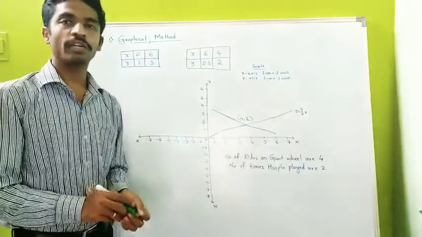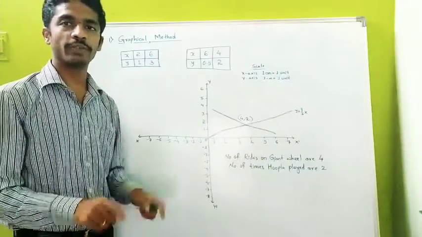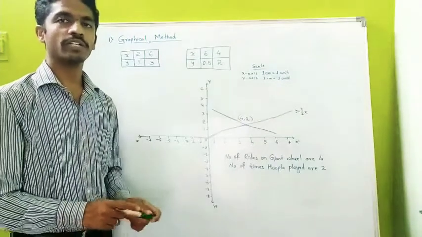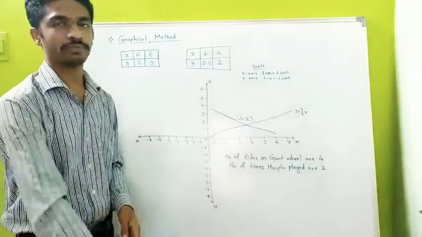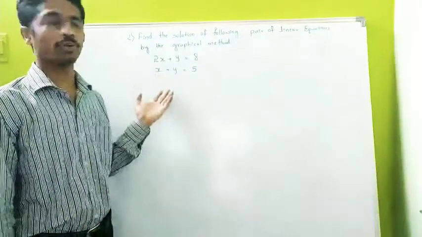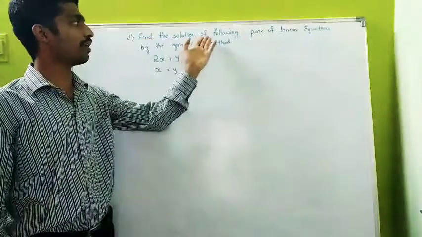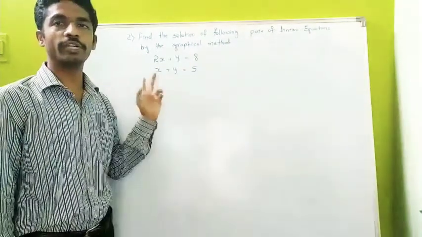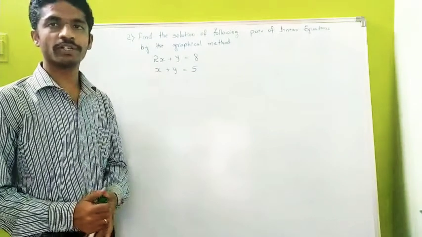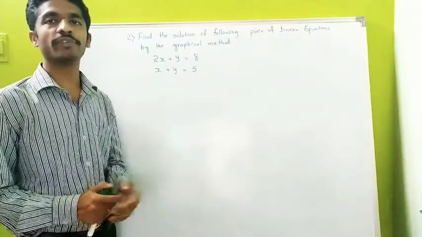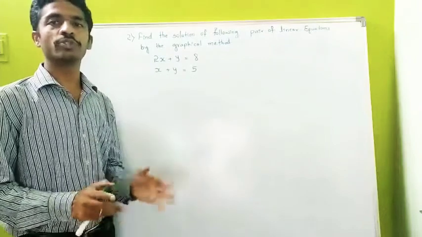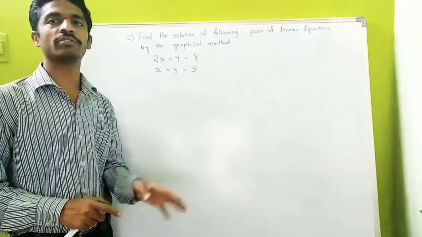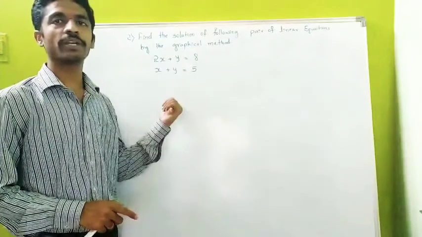But normally in the board exam they will give the 2 equations. For those 2 equations you have to plot the graph. Let's do another example on that. In the recent supplementary exam they gave a question like this: find the solution of the following pair of linear equations by the graphical method. They only give the pair of linear equations. For those you have to plot the graph and find the solution. Usually they will give intersecting lines only. So wherever they intersect, that is your solution for the given equations.